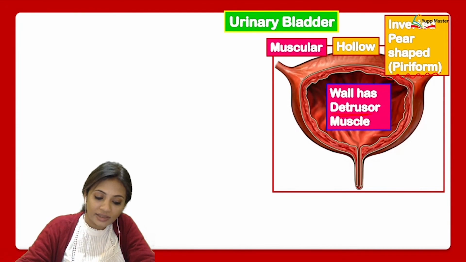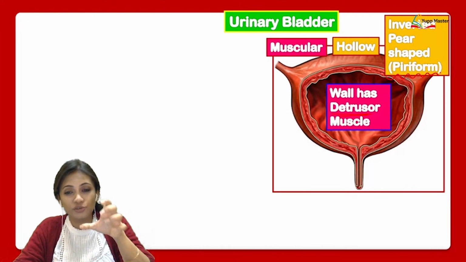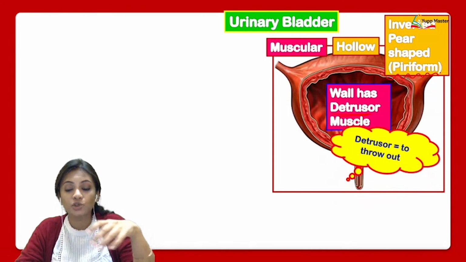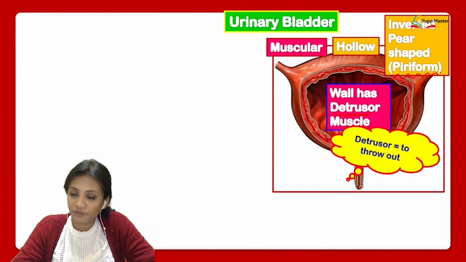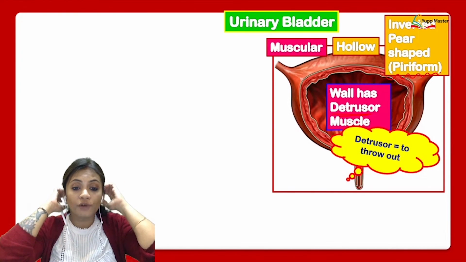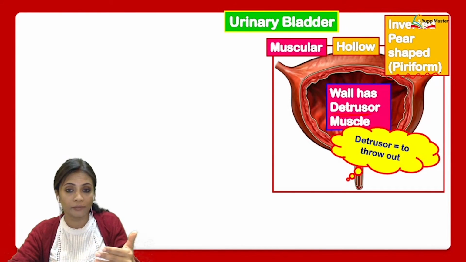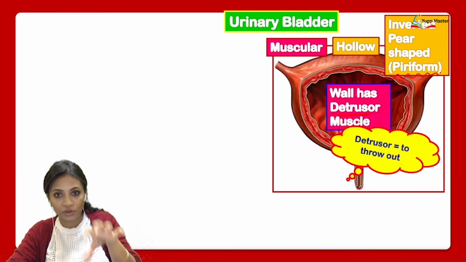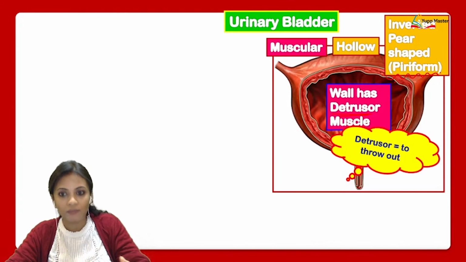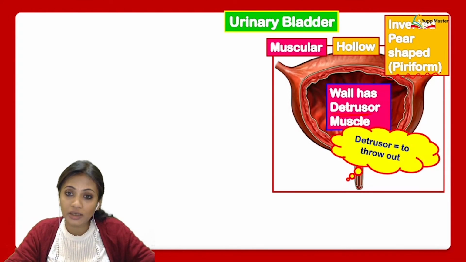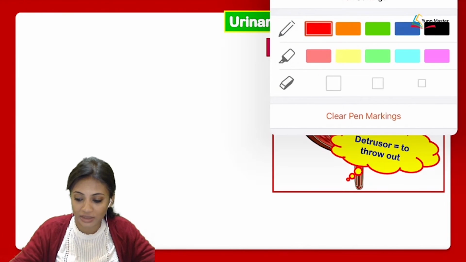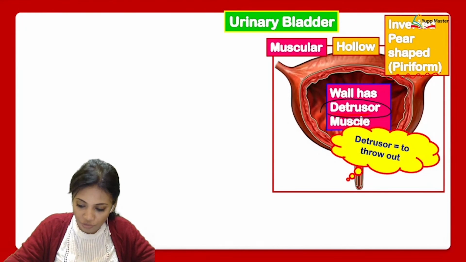Why is it called detrusor? Because detrusor, basically the word means to throw out. And what is the function of this urinary bladder? The function basically is to throw out urine. And that's why only when we're talking about the urinary bladder, the wall is called having a detrusor muscle. Don't forget this name over here of detrusor. Alright.